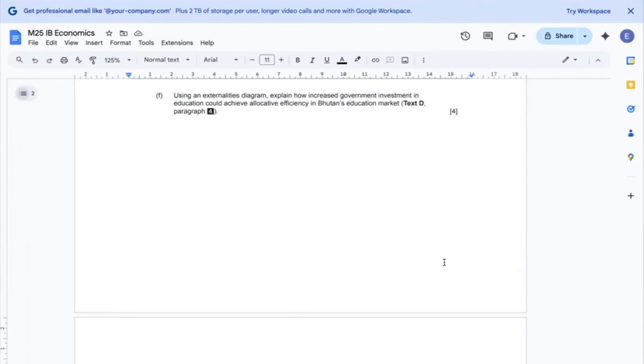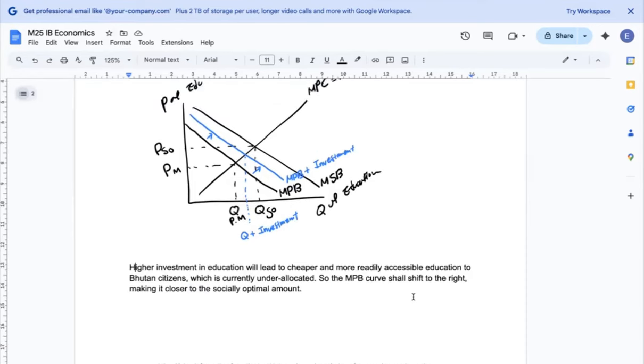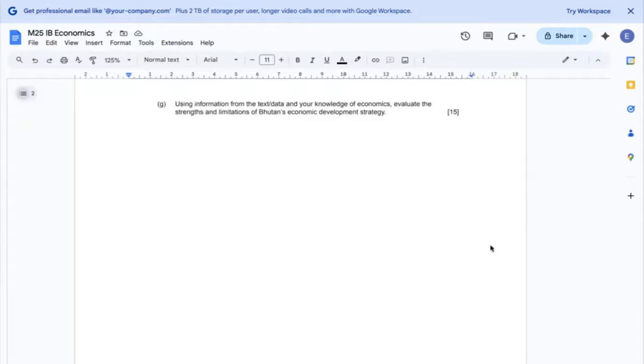Question F. Using an externalities diagram, explain how increased government investment in education could achieve allocative efficiency in Bhutan's education market. As you can check from the diagram, higher investment in education will lead to cheaper and more readily accessible education service to Bhutan citizens, which is currently underallocated. So the MPB curve shall shift to the right, making it closer to the socially optimal quantity. Question G. Using information from text, data, and your knowledge of economics, evaluate the strengths and limitations of Bhutan's economic development strategy.